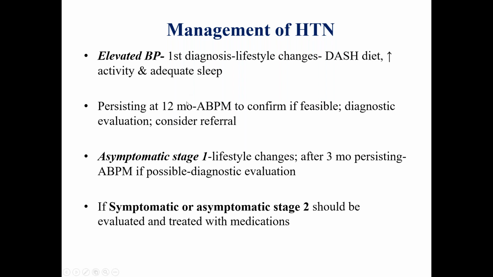But after 12 months, if you find that the BPs are still elevated, then it is a good idea to do an ambulatory BP monitor and see whether it is only white coat hypertension or whether it is actually hypertension and it is happening in the night also and in the home environment also. And if you find that there is hypertension, then second level, more detailed investigations should be done. The same thing will probably be true for asymptomatic stage 1 hypertension. But if the patient is symptomatic, or even if he presents with stage 2 hypertension and is asymptomatic, then he should be evaluated and he would require medications.